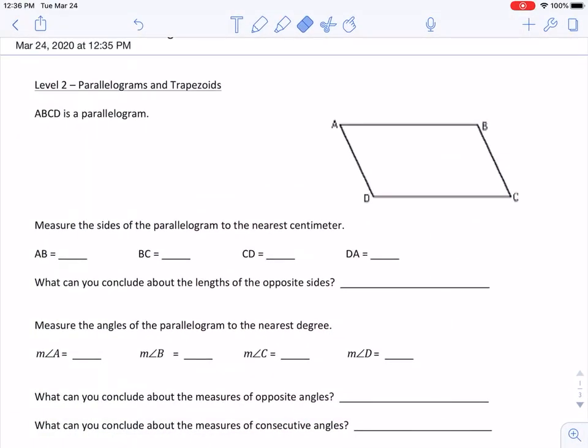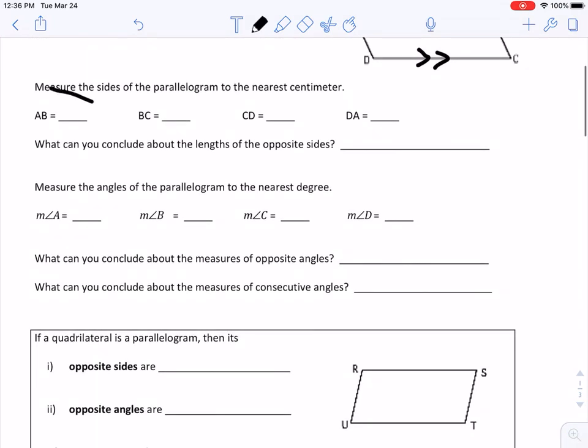The next type of quadrilateral that we're going to look at are parallelograms. If you remember, parallelograms we talked about really briefly: opposite sides are parallel. So that means these two sides right here are parallel, and then also these are parallel. Okay, now we're going to learn some other properties about parallelograms.